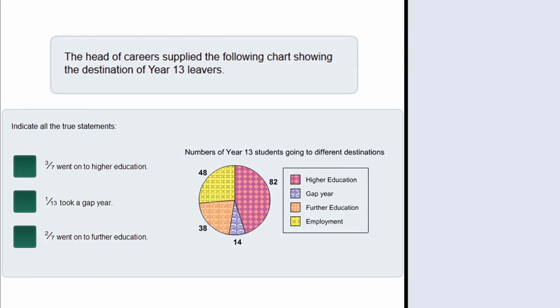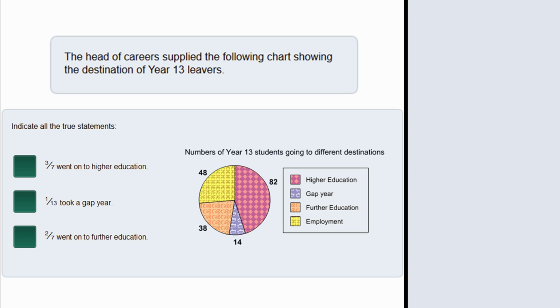In this question, we are given a pie chart that shows the destination of Year 13 leavers, and the question asks us to indicate all of the true statements. The first statement claims that 3/7 went on to higher education.